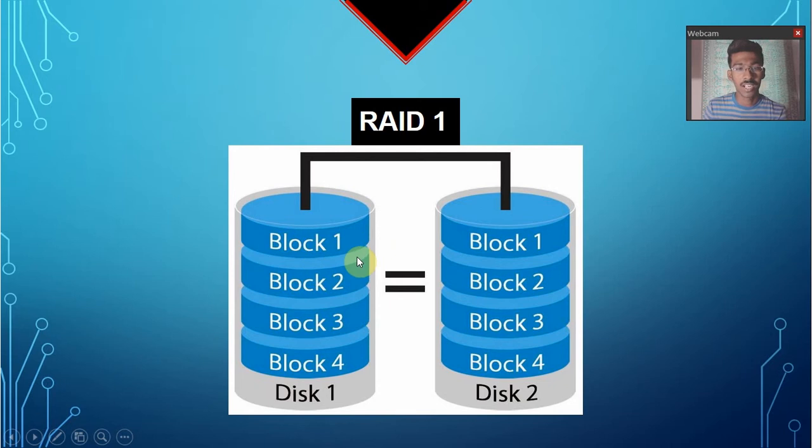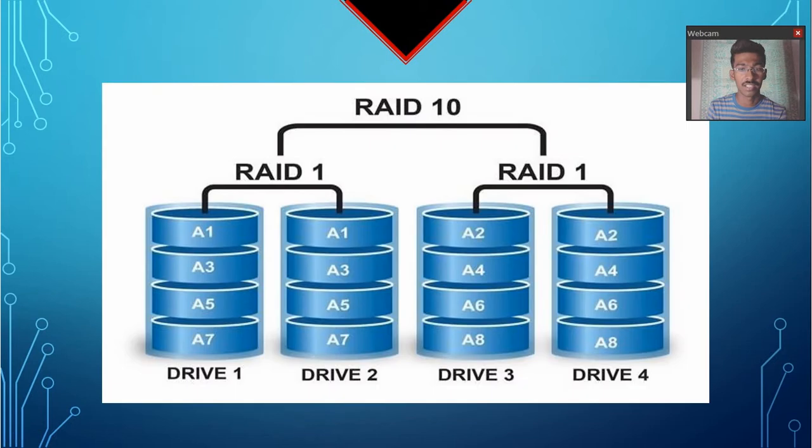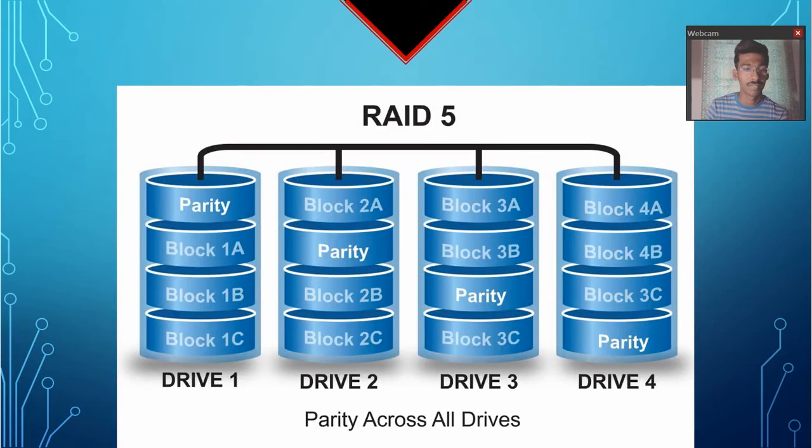In RAID 1, the data has been mirrored from disk 1 to disk 2. Here striping is done, and here mirroring is done. In RAID 10, we have four drives. Of those four drives, on two drives the backup for the data is stored, and on the other two drives the actual data will be stored.